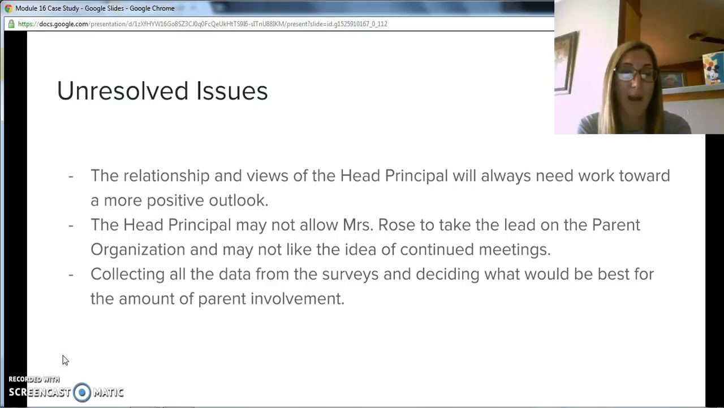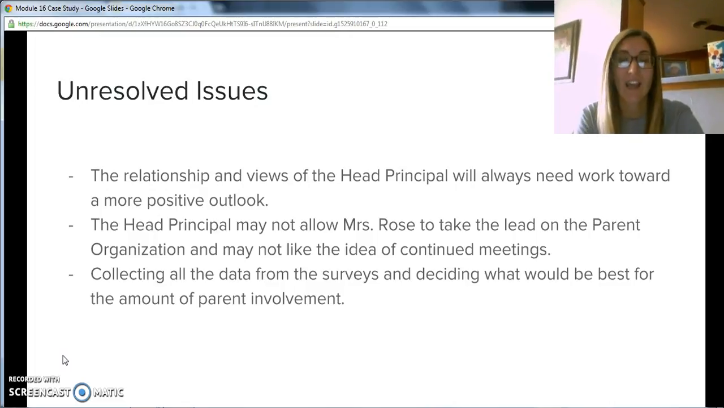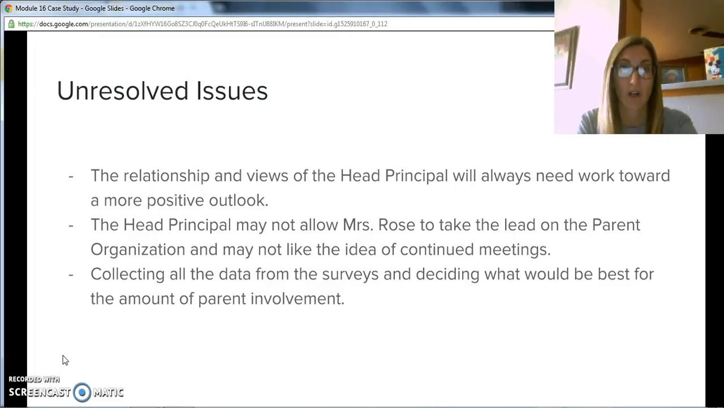The head principal might also not let Mrs. Rose take the lead on the parent organization. He might not like the idea of continuing meetings, so that's definitely a problem that we'll need to overcome as well. And then collecting all of the data from the surveys and deciding what would be best for our school in regards to parent involvement.